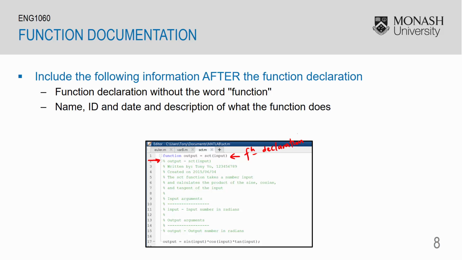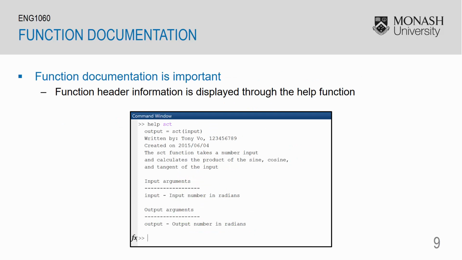We then have our name, ID, date, and description of what the function does in the following lines. This is then followed by a description of the input and output arguments. So input argument is just a number in radians. And my output is an output in radians. It is important to include the previous information in your function files because this is the information that is displayed when you use it through the help function.